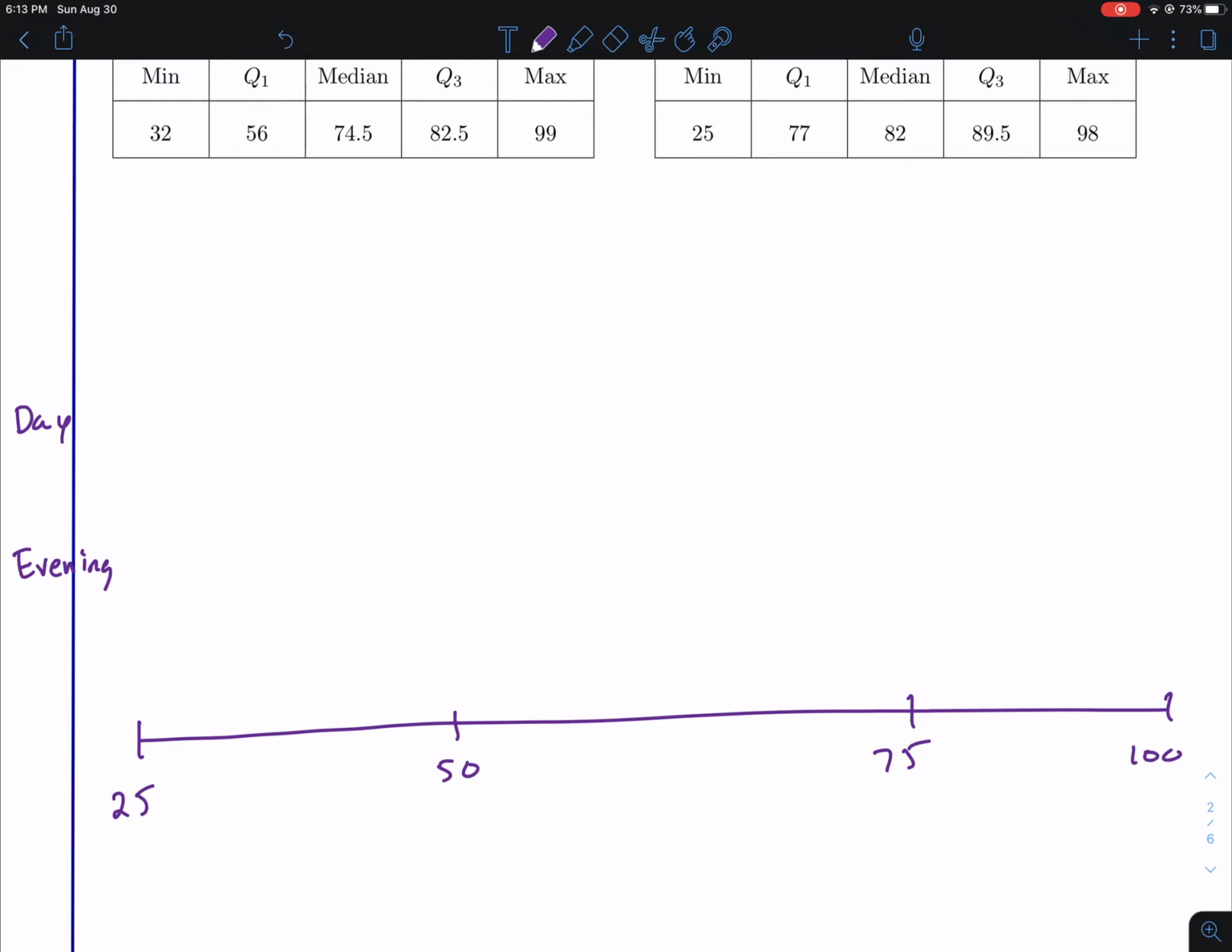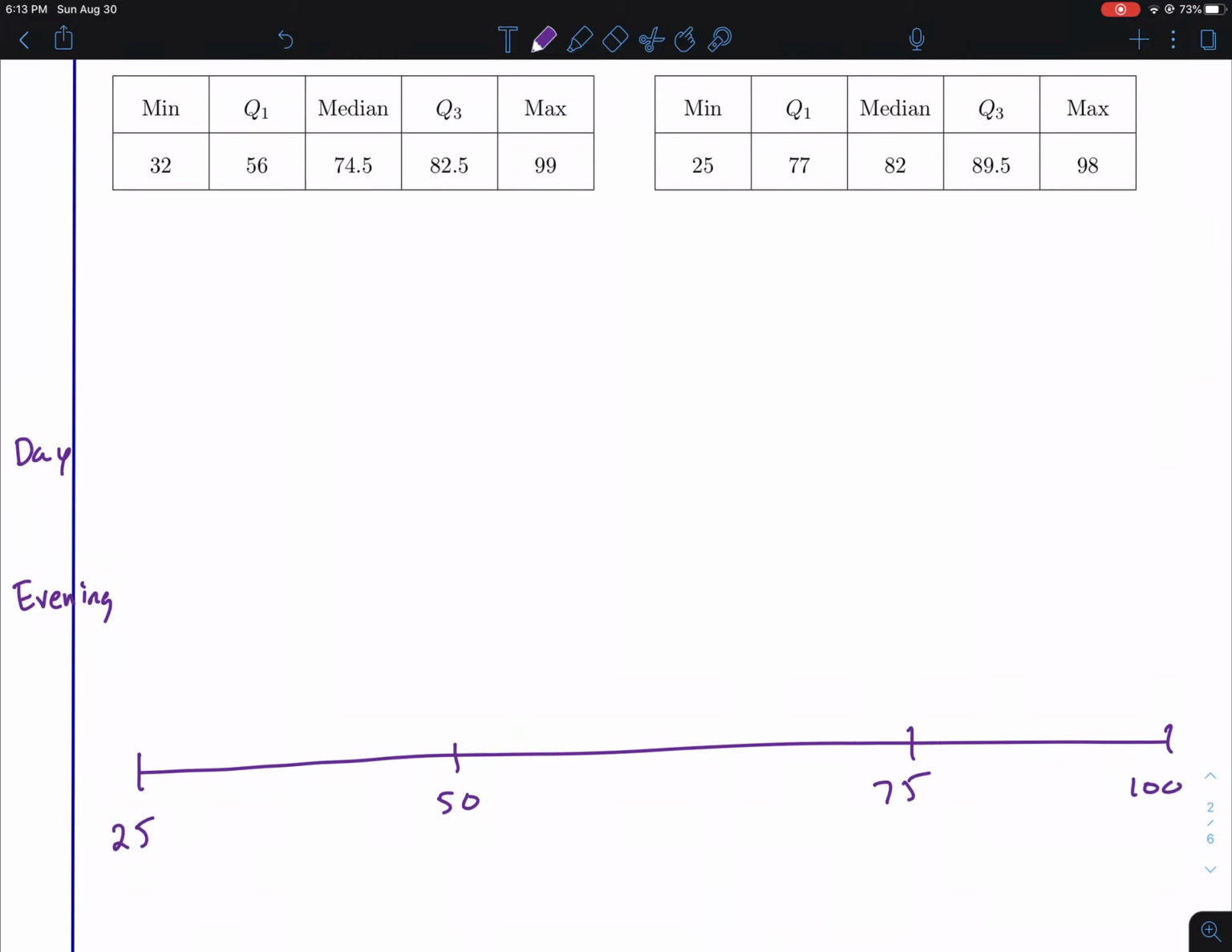So in this case, our day students are the ones on the left. So they had a min of 32. So I'm going to put that in first. So it's going to be somewhere in this area. And a max of 99. So it's going to be the whole way over on the right, almost at the 100. And so they had a Q1 of 56. So that's going to be about there. A median of 74.5, so it's going to be right about there, and a Q3 of about 82.5.